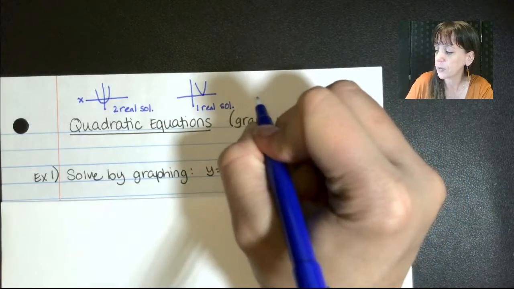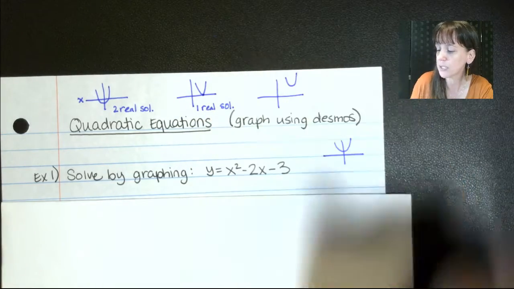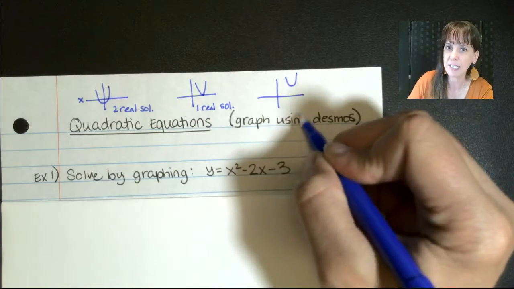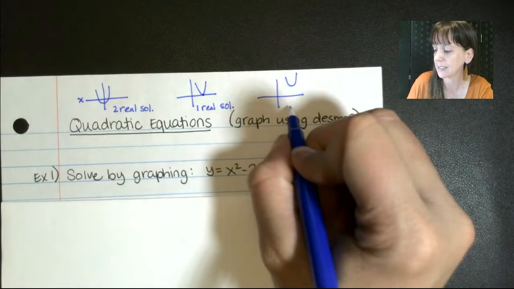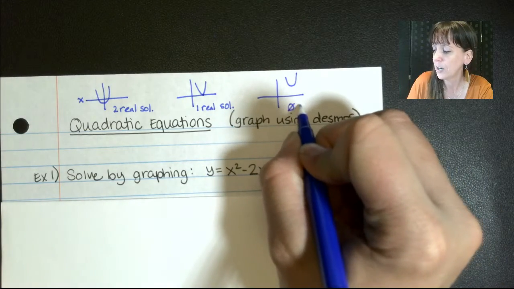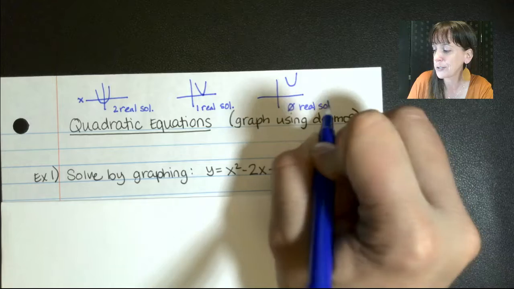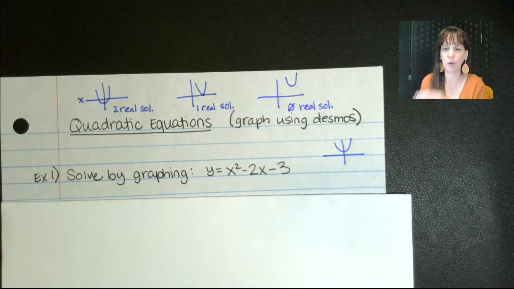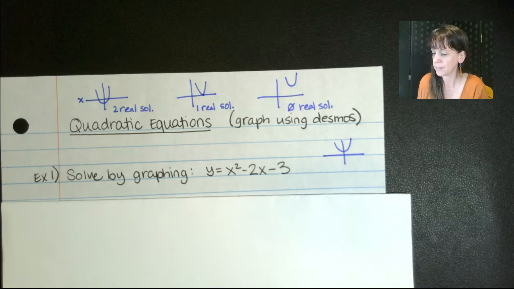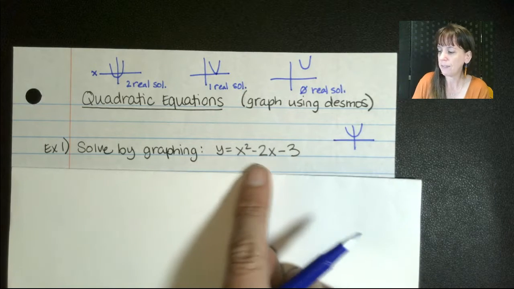And then we have situations where we have no solutions, which looks something like this. It could be up, it could be down. It just does not cross that x-axis at all. So that's zero real solutions. That's when we have those imaginary or non-real solutions. Okay, so let's say we go ahead and graph this guy.